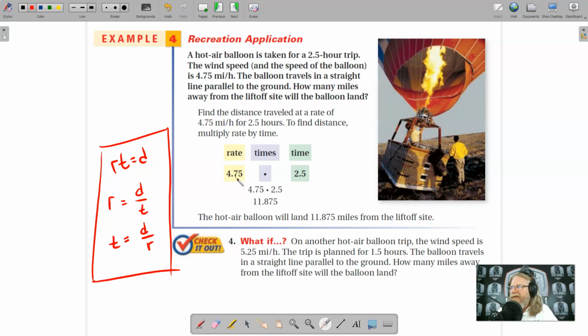So plug in your values. 4.75 times 2.5. Positive times positive gives us a positive. So we end up with 11.875. So the hot air balloon will land 11.875 miles from the liftoff site.